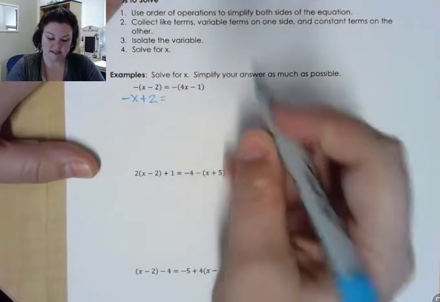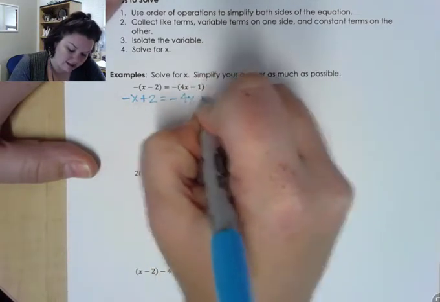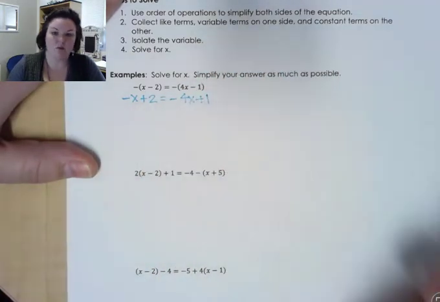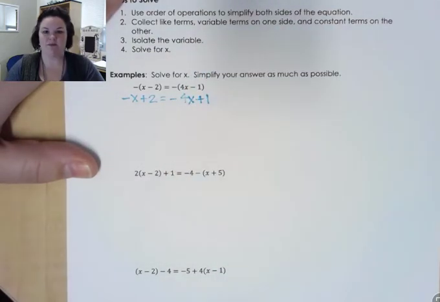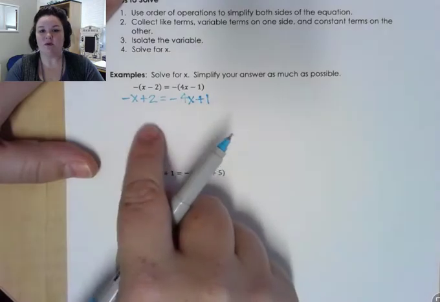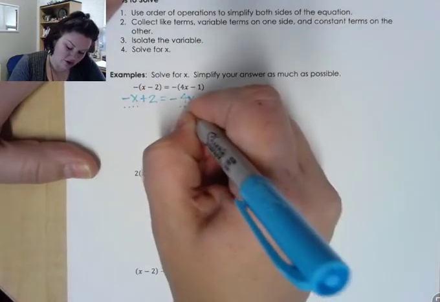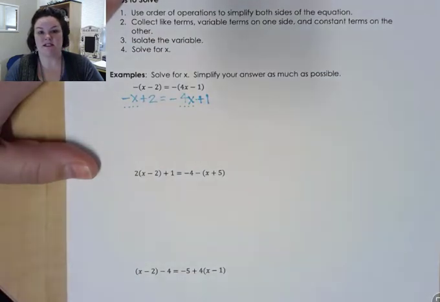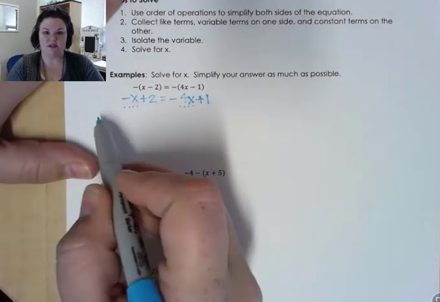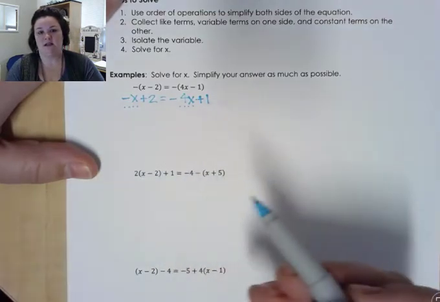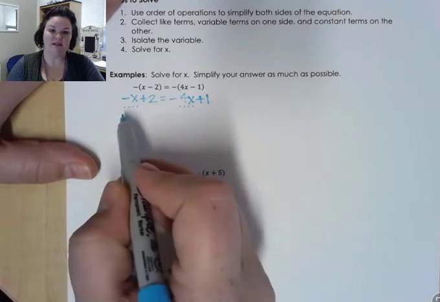On the other side, same thing. When I distribute this negative, I'm going to get a -4x and now a +1. Okay. And now from here, we want to combine like terms. Okay, so notice here I have two x terms and they're not on the same side. So I want to get those onto the same side, and it doesn't matter if you move them to the left or to the right, you'll get the same answer either way. Okay, I'm going to go ahead and move mine to the left.